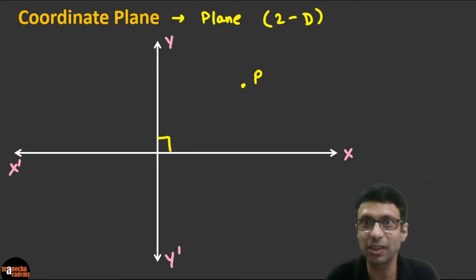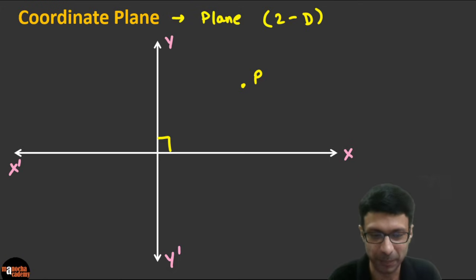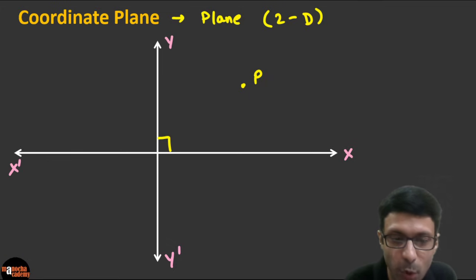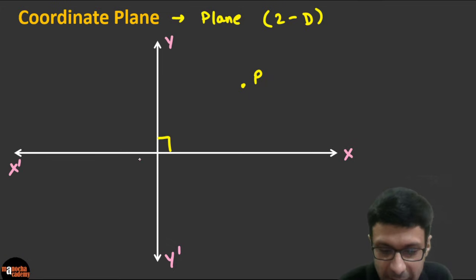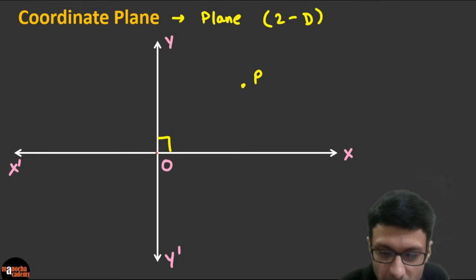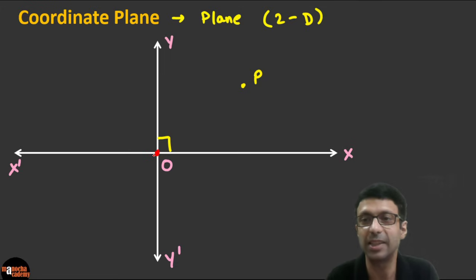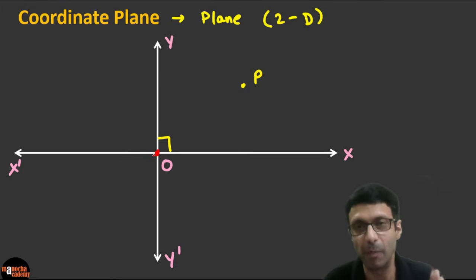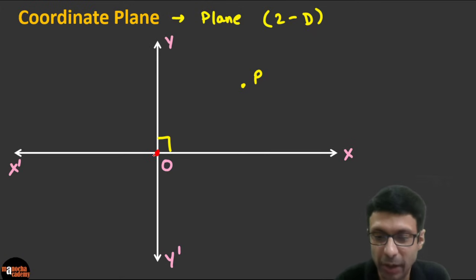What are the 2 dimensions? X and y out here, right? And the point where the x and y axes intersect is called the origin. This point right here where they intersect. And you can see that the x and y axes are perpendicular to each other. Clear, guys? So we need a 2-dimensional plane.